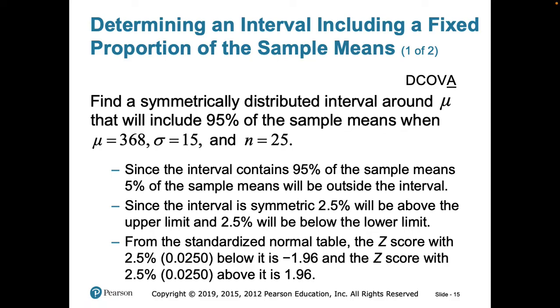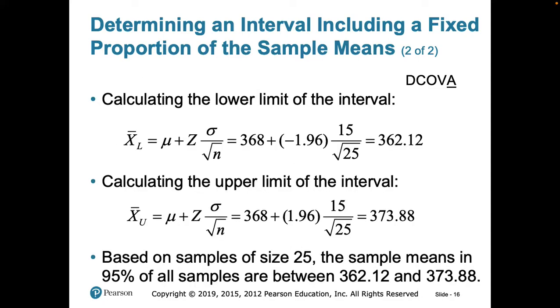Okay, so that's how we find the z-score, and that will be the answer to that one. Now, we need to calculate the lower limit of the interval. So to do that, we have here that x bar, the lower limit, is going to equal the mean plus the z-score times the standard deviation divided by the square root of the sample size.